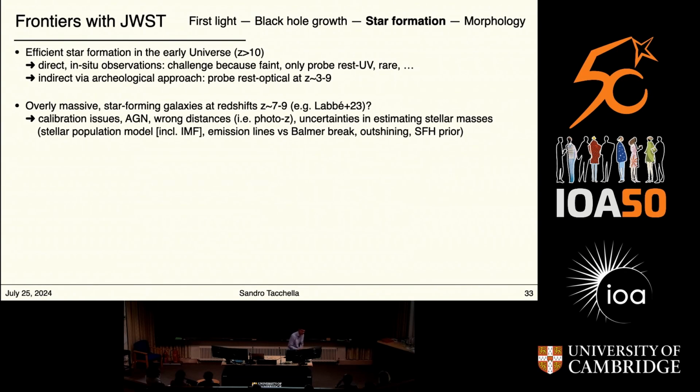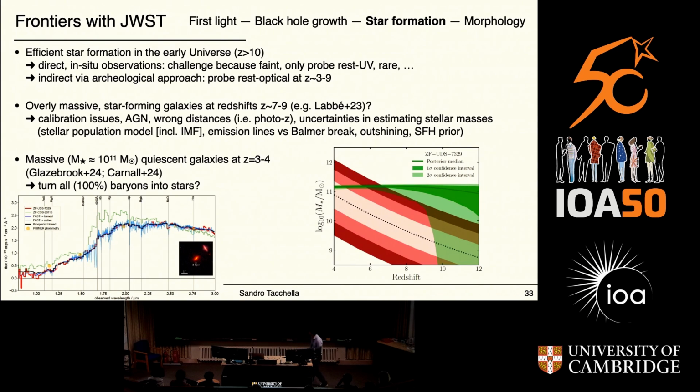To one degree, there were calibration issues early in the data. But several of these objects have now been confirmed to be AGN, wrong distances, and overall the stellar masses are very uncertain because there are many assumptions that go into this as well. So you might say, well, okay, star-forming galaxies might not be the right approach, so let's look at massive quiescent galaxies at redshift 3 to 4.